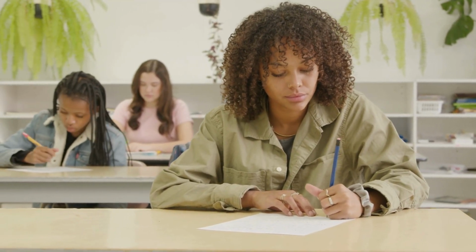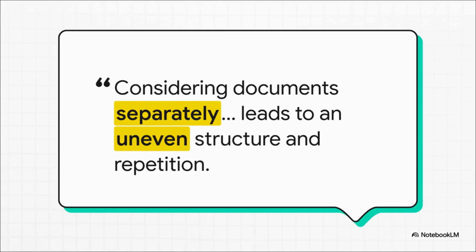Then you do it again for perspective, for author credibility, making these little judgments all the way through. And here's the proof, straight from the report. The examiners are explicitly telling you that considering the documents separately leads to an uneven structure and repetition. They're literally telling you exactly what not to do. Your answer has to be a direct, sustained comparison from the very beginning to the very end.